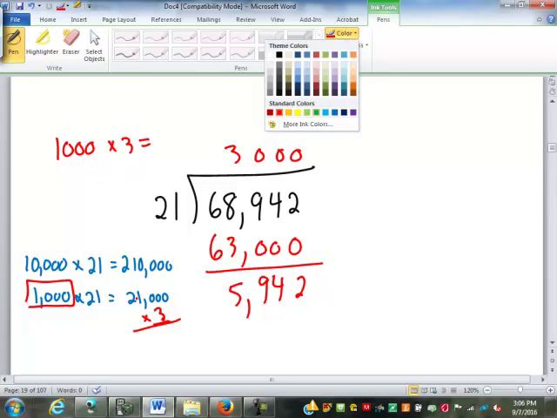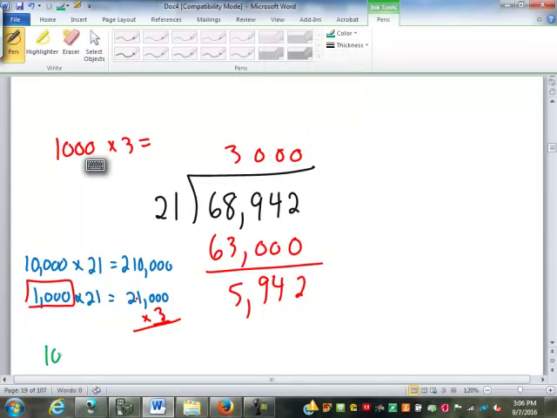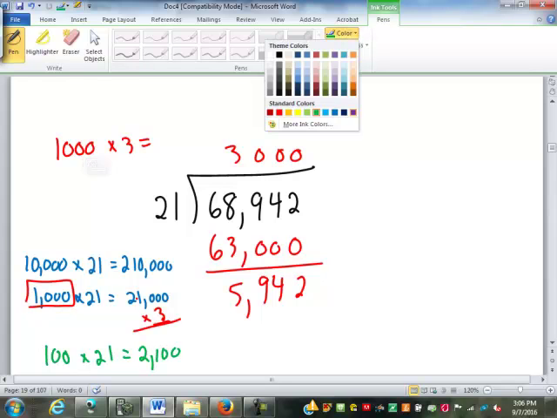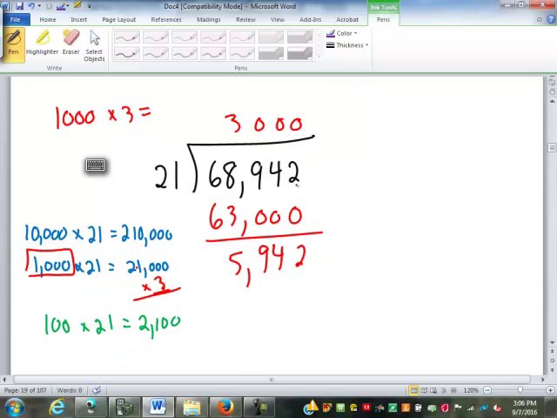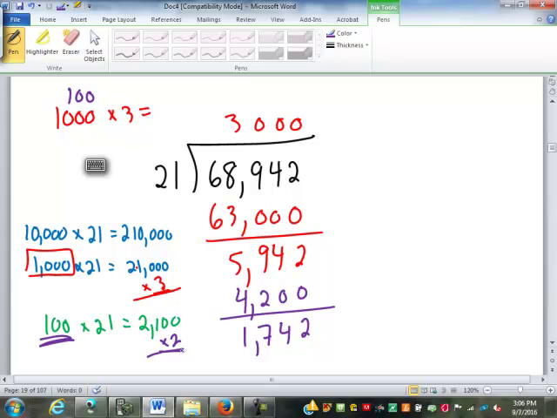So now I move down to the next place value, which is hundreds. 100 times 21 is 2,100. Can I subtract that from what's left? Sure can. In fact, I can do it twice. 2,100 times 2 is 4,200. I subtract, I get 2, 4, 7, and 1. So again, what I just did was I subtracted 121s, and I subtracted that bundle twice. 100 times 2 is 200.